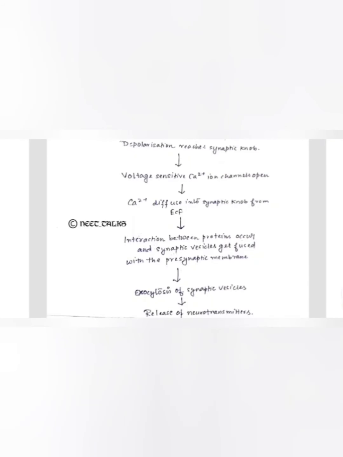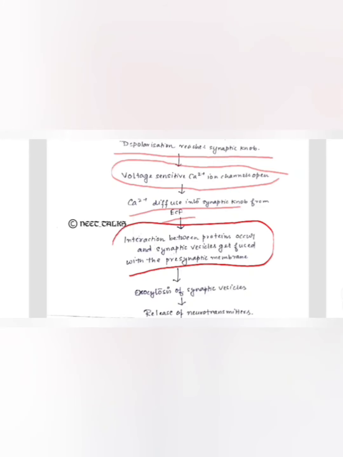Look at this chart. Depolarization reaches the synaptic knob, then the voltage sensitive Ca2+ channels open. Calcium flows into the synaptic knob from the ECF. Then interaction of proteins occurs along with the calcium, which ultimately causes the fusion of the synaptic vesicles with the presynaptic membrane. Then this calcium causes the exocytosis of the synaptic vesicles, and ultimately the neurotransmitters are released. This is all about the mechanism. Okay, are we clear with that?